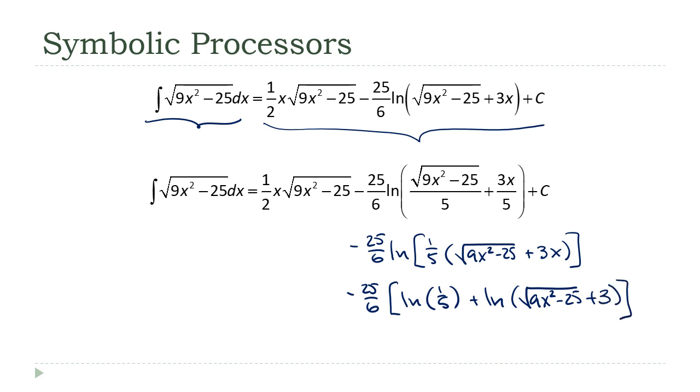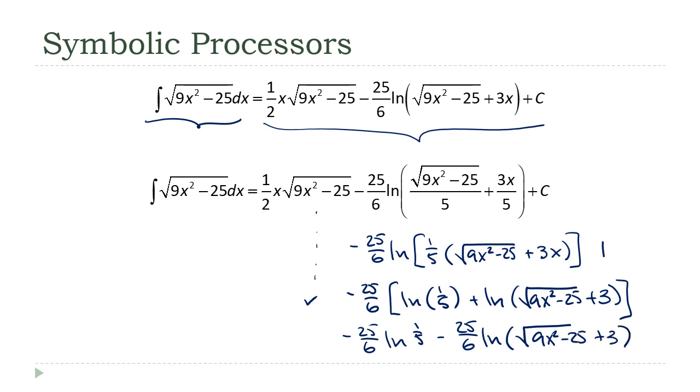Okay, now let's distribute that minus. Obviously, I'm just focusing on this part. This part would continue to come on down here. But if I distribute this, this is negative 25/6 log of 1/5 minus 25/6 log square root 9x squared minus 25 plus 3 plus a constant. I get this constant part in here.